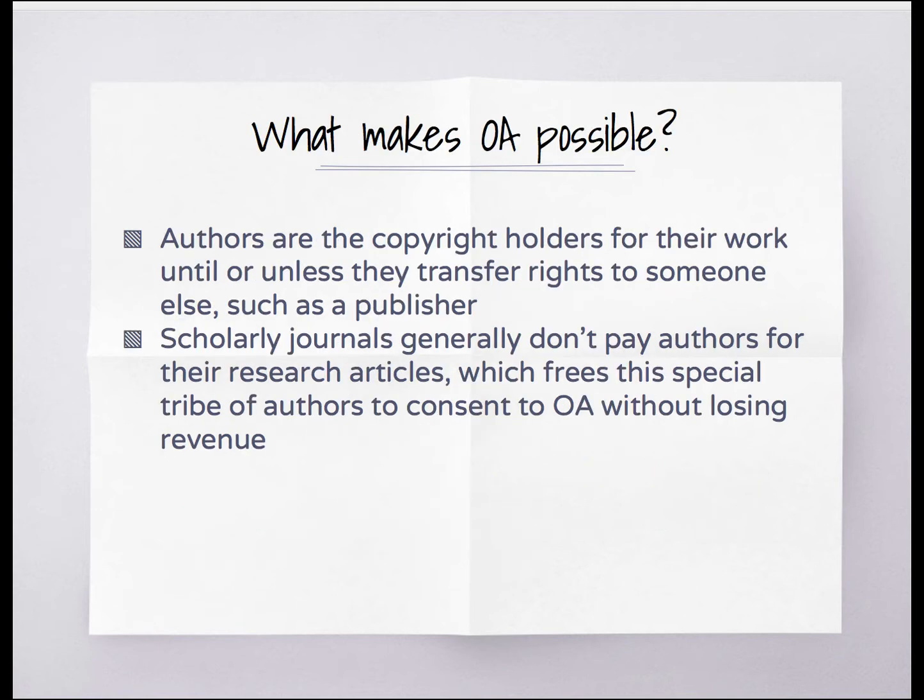What makes open access possible is that authors are the copyright holders for their work until or unless they transfer their rights to someone else, like a publisher. Scholarly journals generally don't pay authors for their research articles, which frees this special tribe of authors to consent to open access without losing revenue.